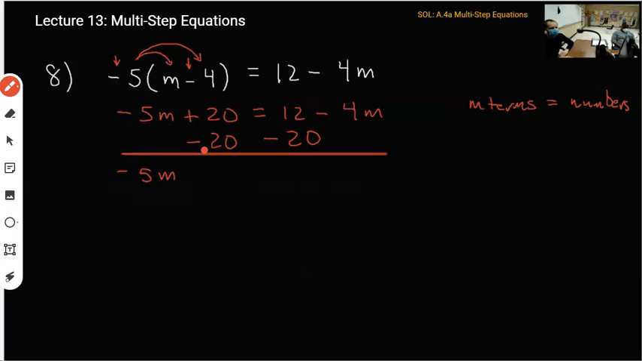So what happens is on the left side, they cancel out. I have 12 minus 20, which is equal to -8. And I bring down the minus 4m. I'm not done with that yet. The next thing that I want to do is I want to get all the m terms on the left side. That means that I have to get rid of the minus 4m. And I can do that by adding.